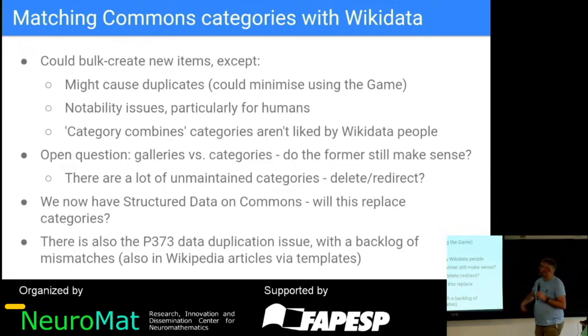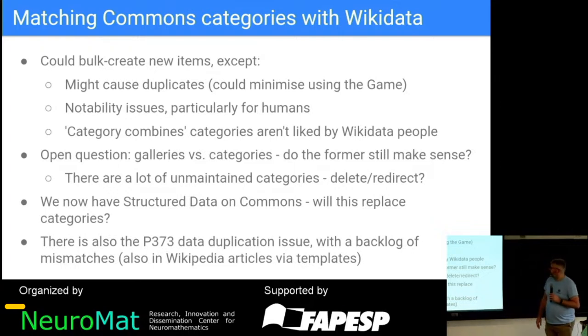Will that replace categories in the long term? That is a question. Maybe we don't need categories anymore. Maybe all this work is still going to be useful because we find all the links. We can use those to populate structured data on Commons. But maybe in the end, we just get rid of categories. That's probably a we'll-figure-it-out-in-the-next-decade kind of question.